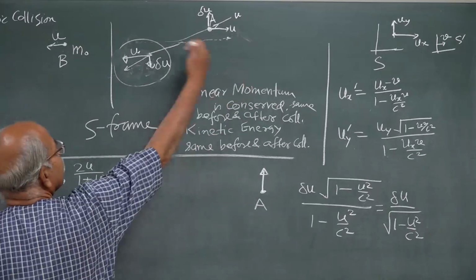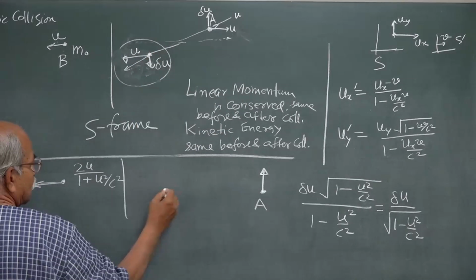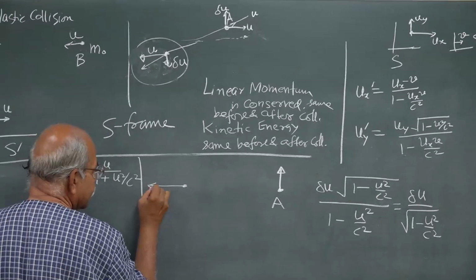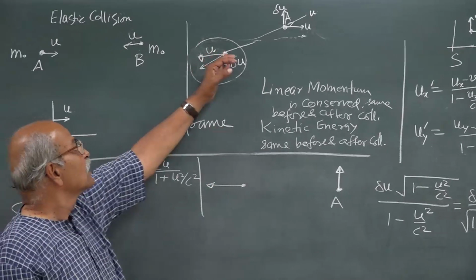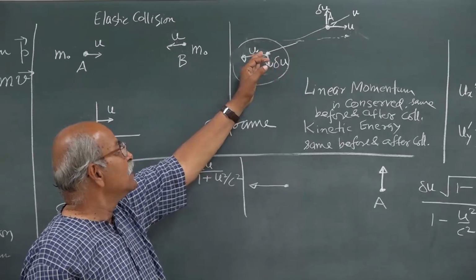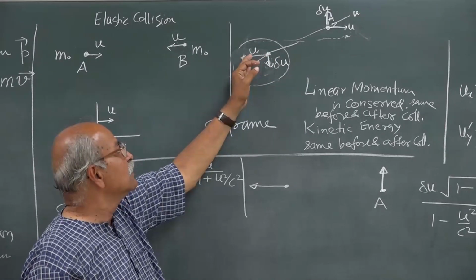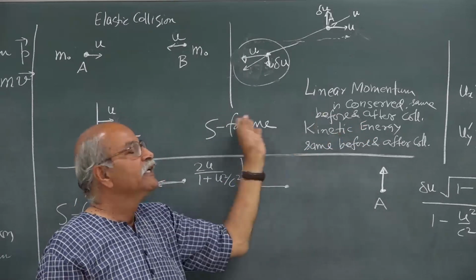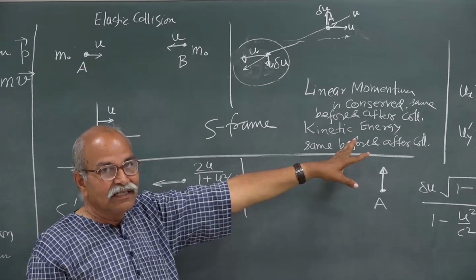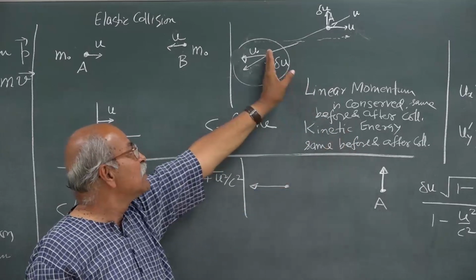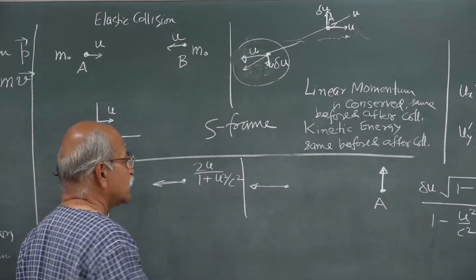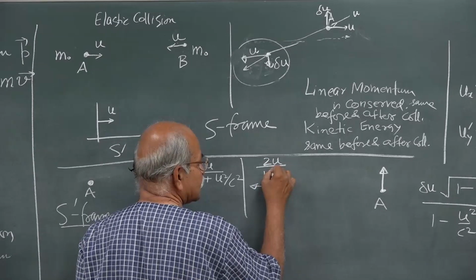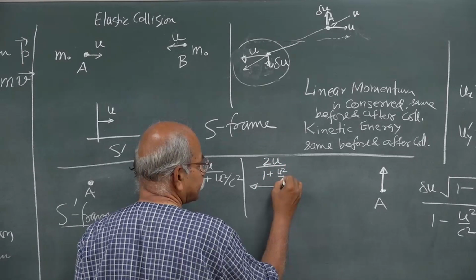Come to this B particle. This is the B particle. What is the velocity in the x direction? The particle is going with speed u in the minus x direction. The frame is going with the speed u in the plus x direction. And therefore in S prime it will have a speed in this direction, and that will be again 2u by 1 plus u squared by c squared.